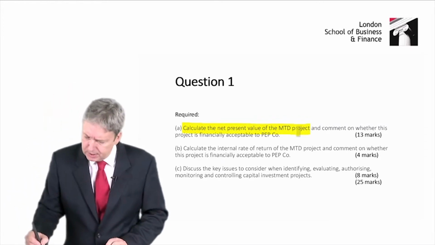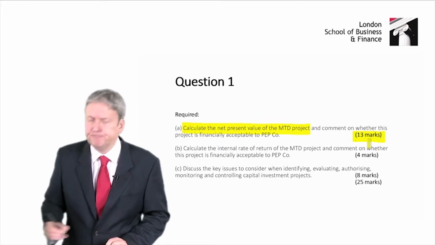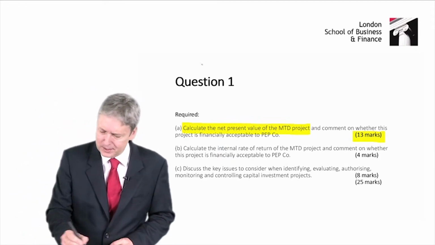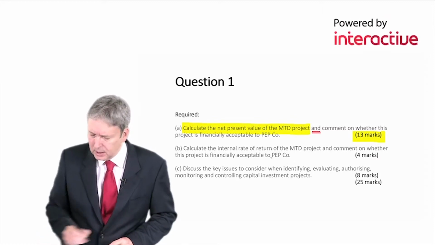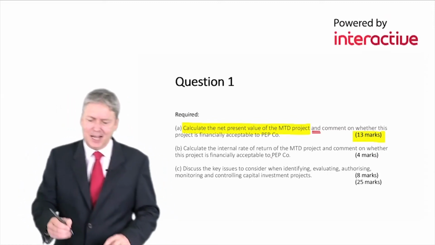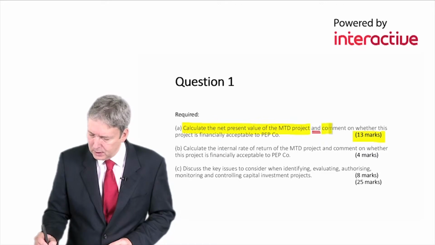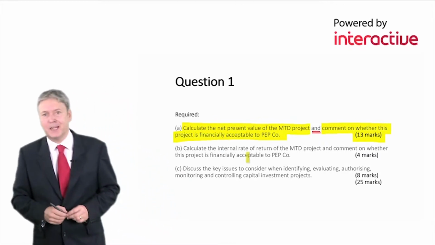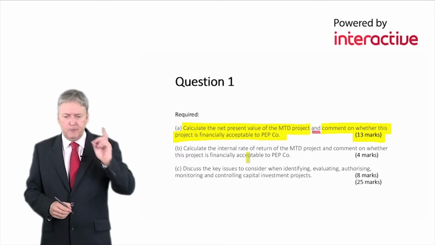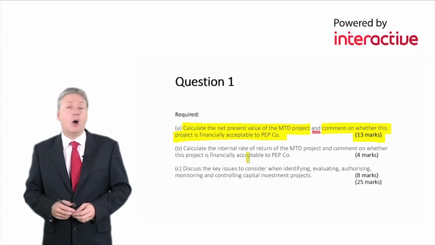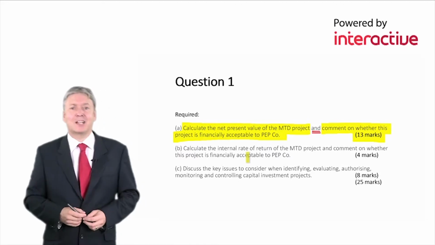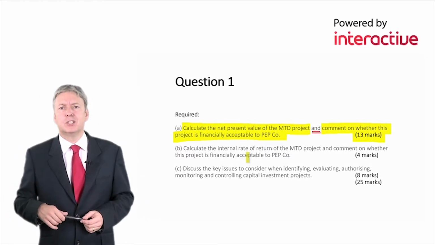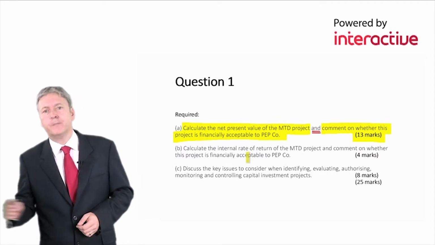We notice that there is a 13-mark allocation, but please pick up on a very simple point, the word and. So we have to calculate and we have to comment. Comment on whether this project is financially acceptable to PEP. Now, if we're looking at this comment, obviously we're going to say that we accept or reject the project, but I also want you to tell the examiner why.